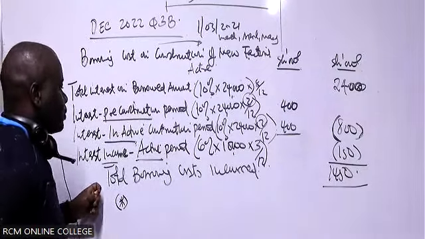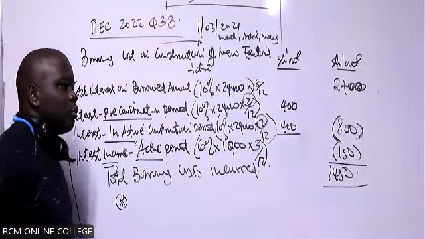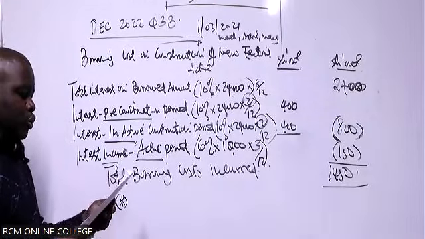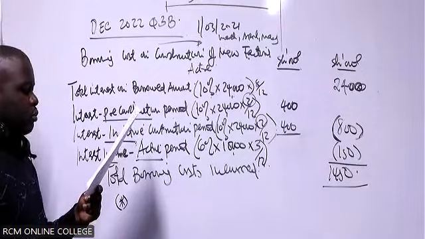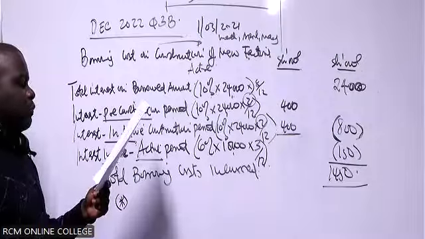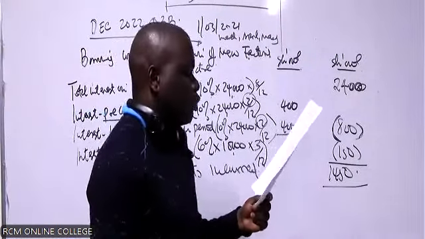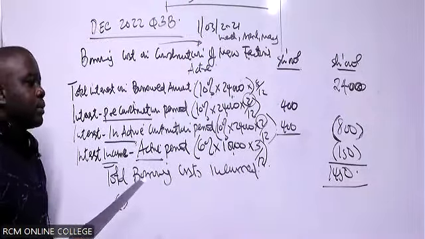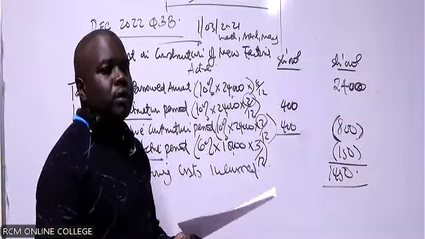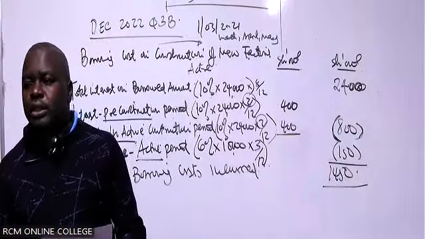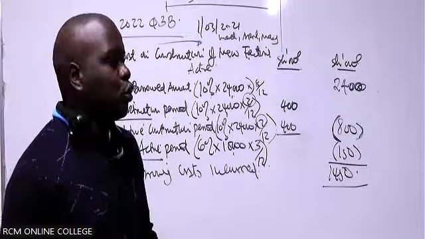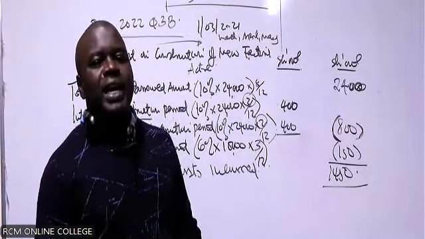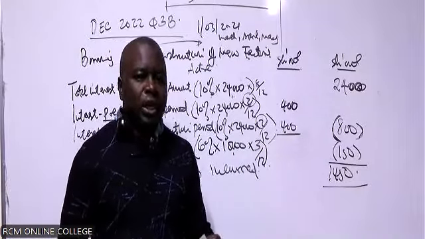Then you write the final statement now. The total borrowing cost will be capitalized as part of the total cost of the new factory in the statement of financial position.